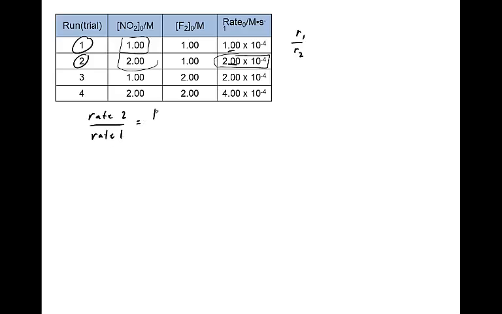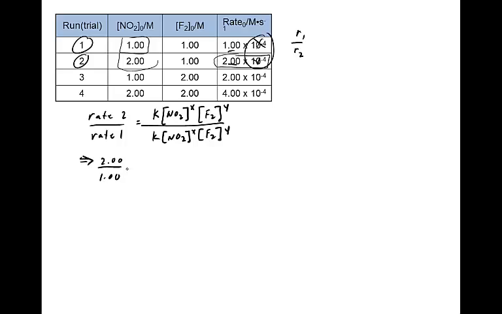And then you write the rate law. You write that out, so there'll be NO2, and I'll call the order with respect to NO2 x, and the order with respect to F2, I'm going to call y. Okay, and then we just plug in numbers here. So we're going to plug in, actually, let me write it down here. Now I'm just going to drop those out. So this will be 2.00 divided by 1.00 equals k.